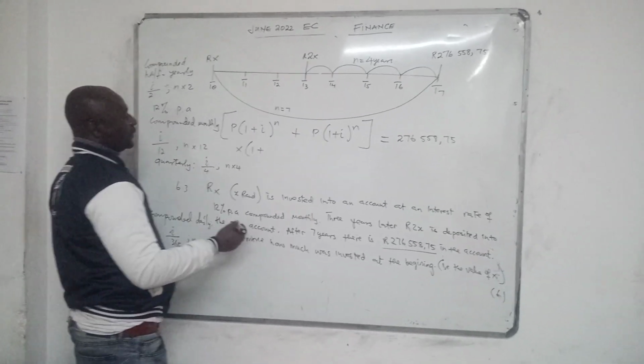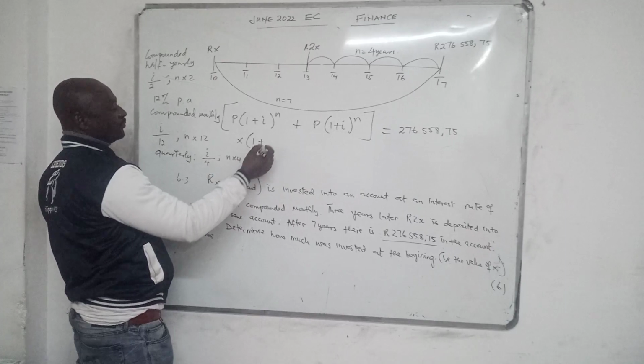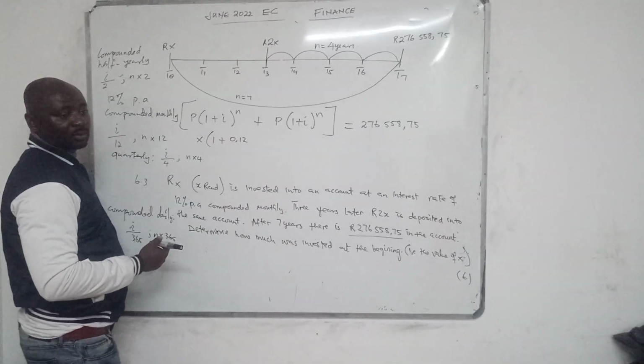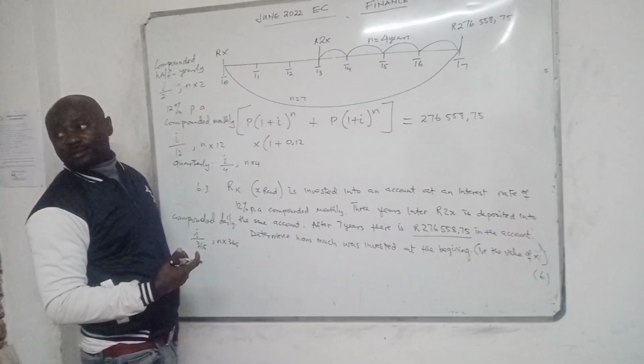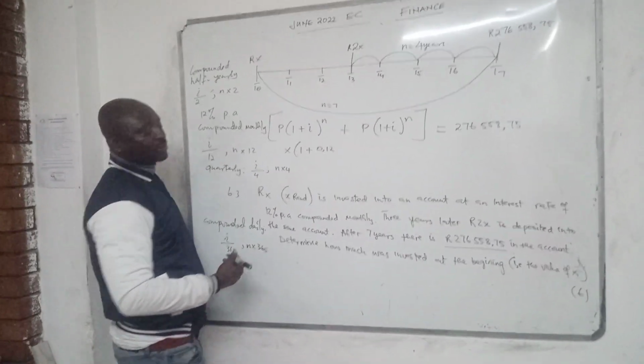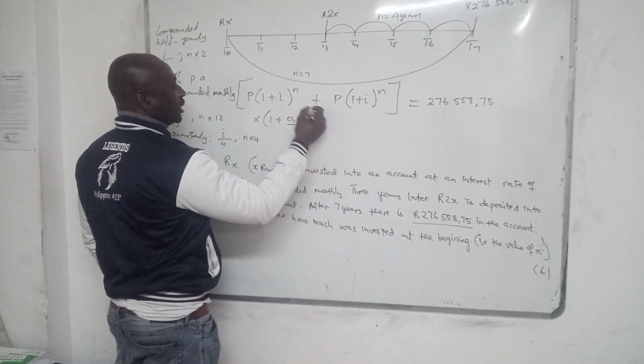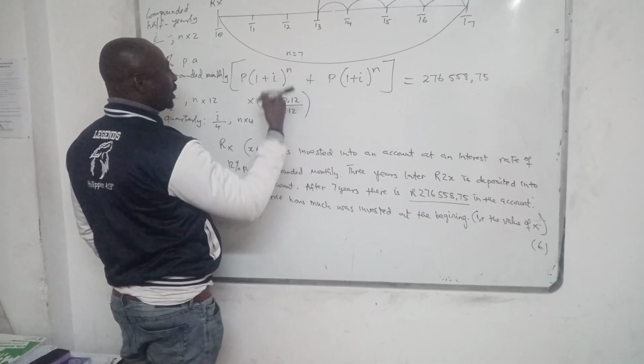So now when I come here, they give me 12%. 12% is 0.12. That is, if I change 12%, it's 12 over 100. It gives me 0.12 and it must be divided by 12. I put it like that. And here should be N.